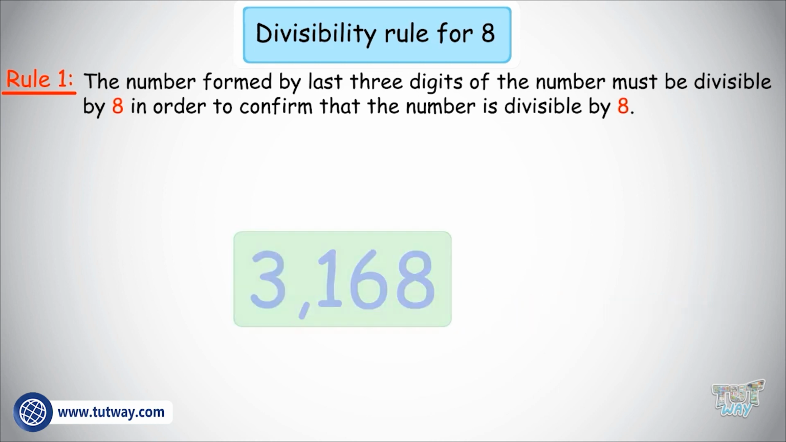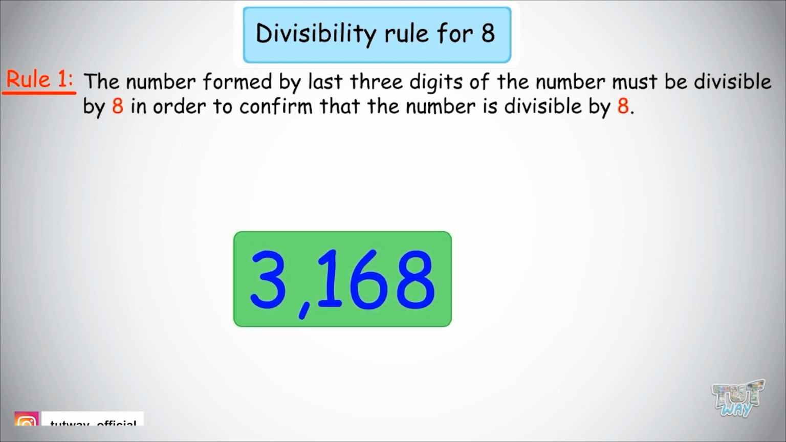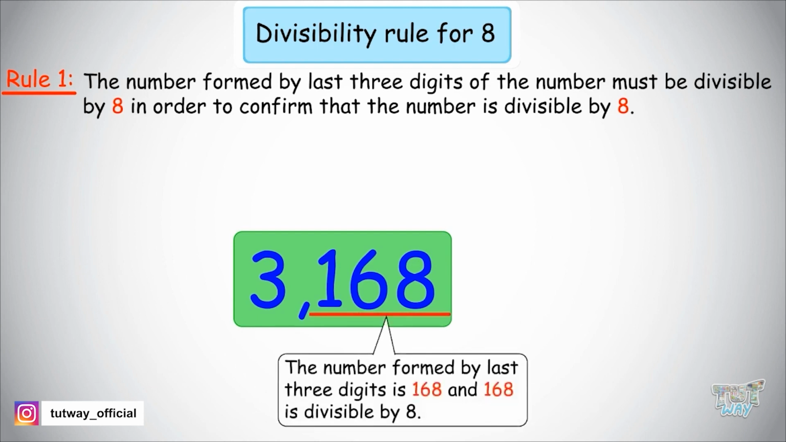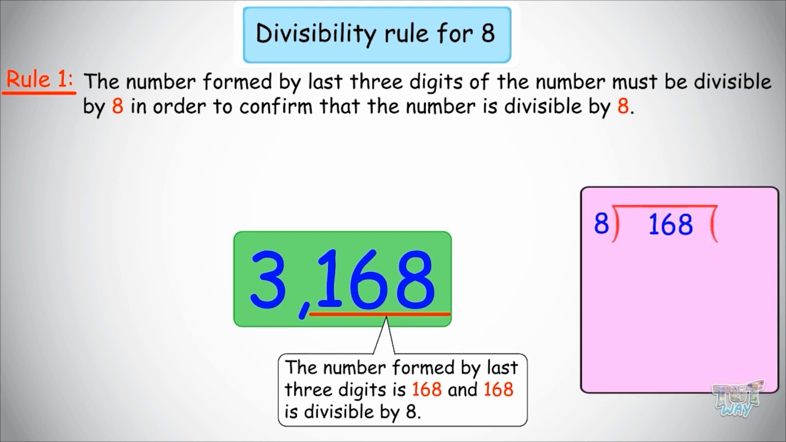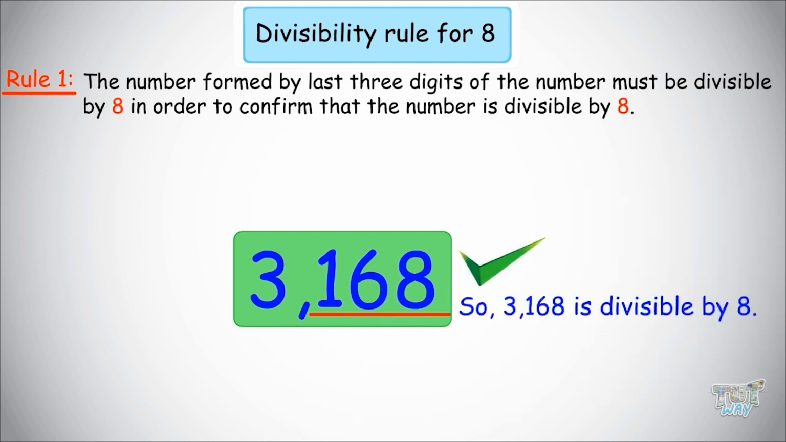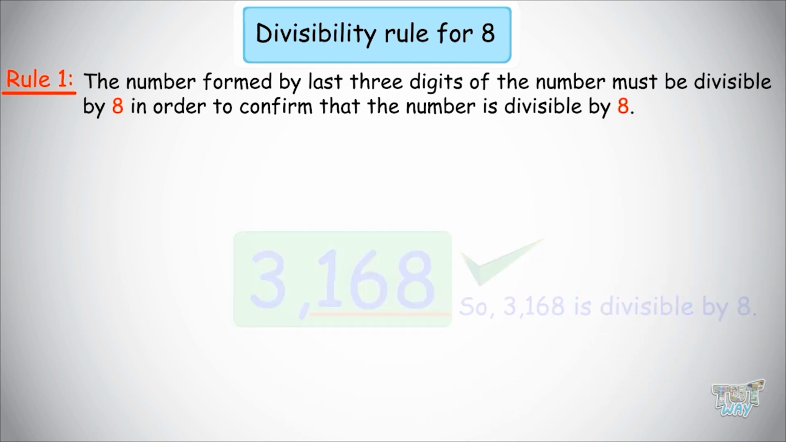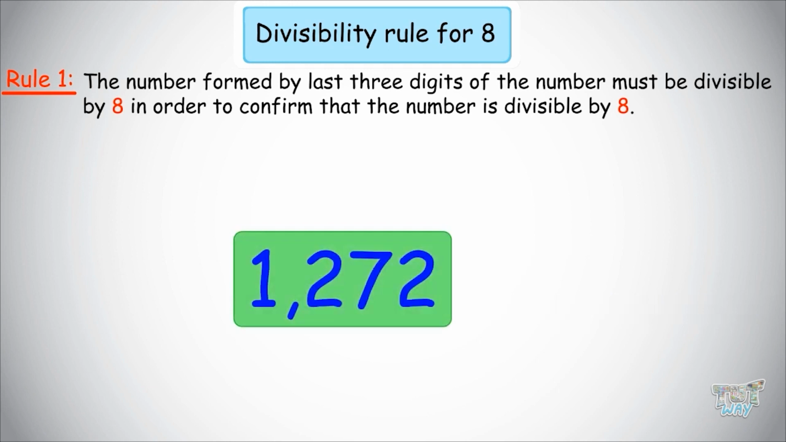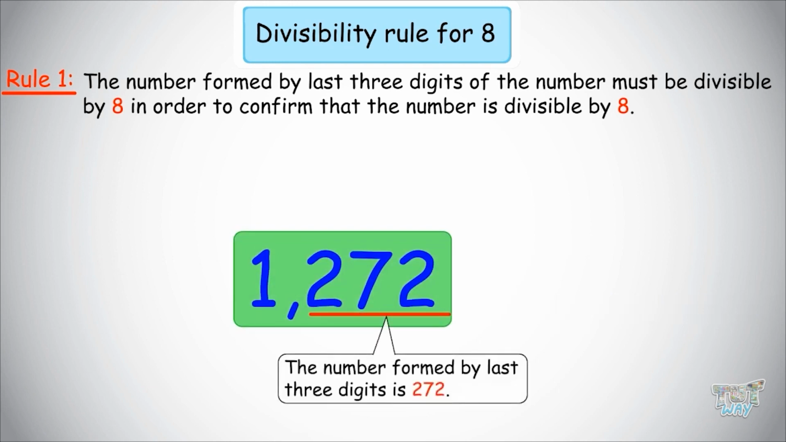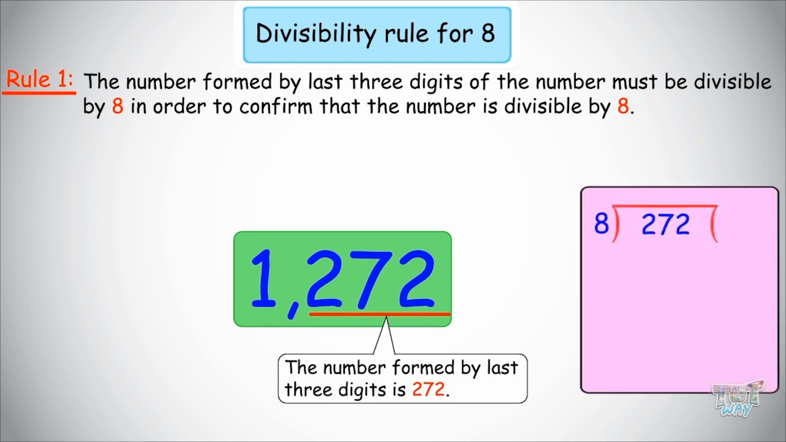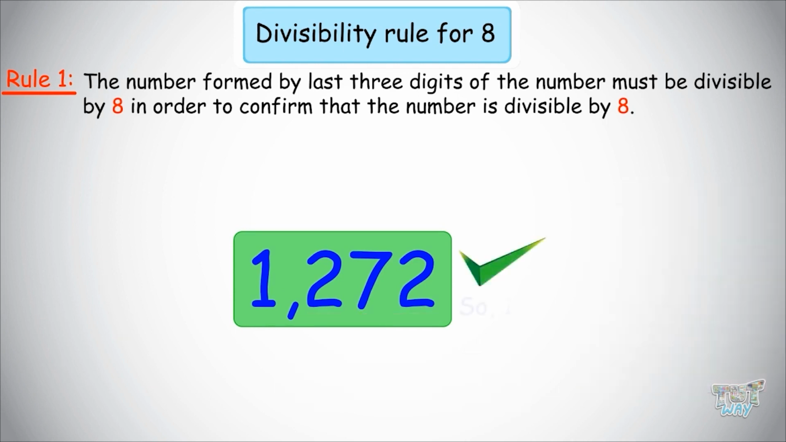Next number is 3168. Again, the number formed by the last 3 digits is 168. This is divisible by 8. It equals 21. So yes, the number is divisible by 8. Next number is 1272. The number formed by the last 3 digits is 272. Check whether it is divisible by 8. Yes, 272 is divisible by 8. It is 34. So the whole number is divisible by 8.